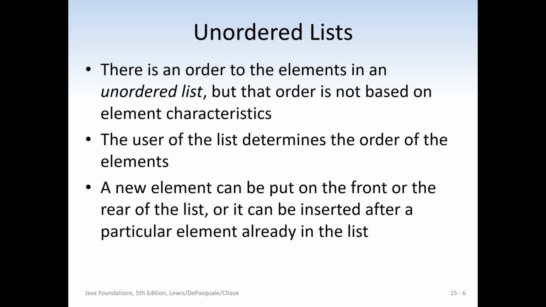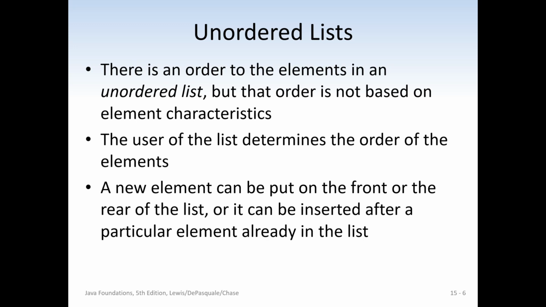All right, let's look at unordered lists. There is an order to the elements in an unordered list, in the sense that they are sequential. They're linked together. Think about the linked list implementation or the array implementation. They're in an order from element 1 to element n at the end, but that's not based on element characteristics. So we're not sorting them based on a name or whatever. They're just in there in some random order.